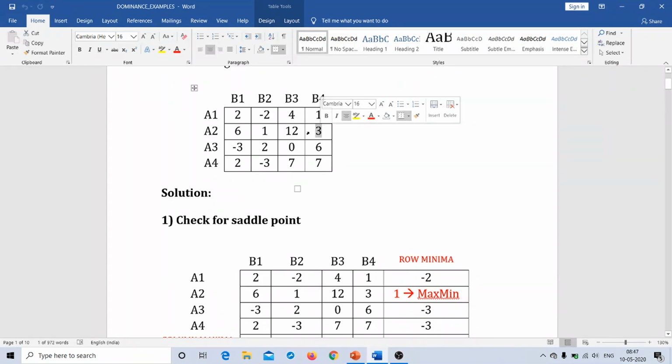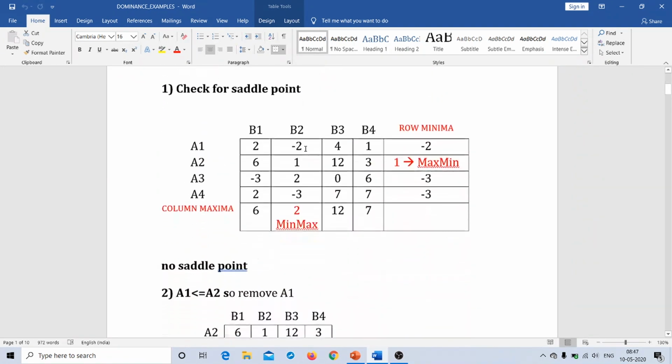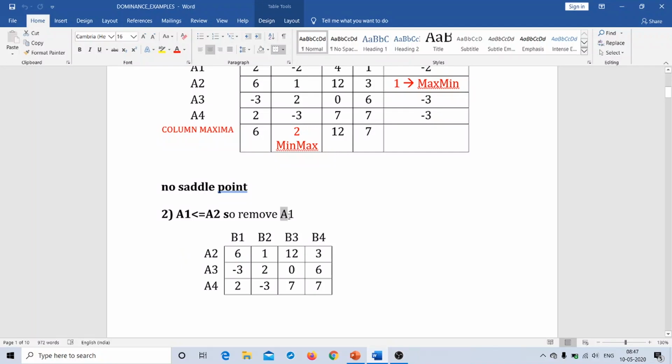Now when you observe closely, all the elements of the first row, that is A1, are less than or equal to the corresponding elements of A2. So once again, all the elements of A1 are less than or equal to the corresponding elements of A2, and hence we get rid of A1. Watch out carefully.